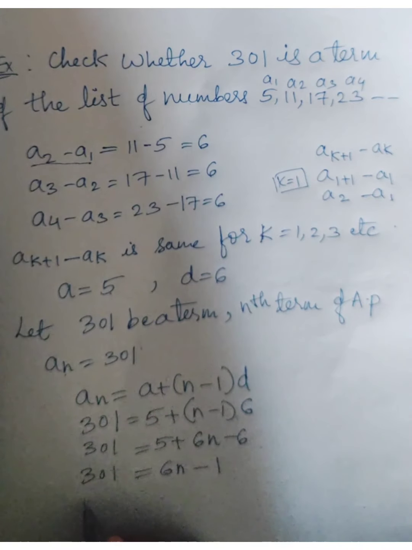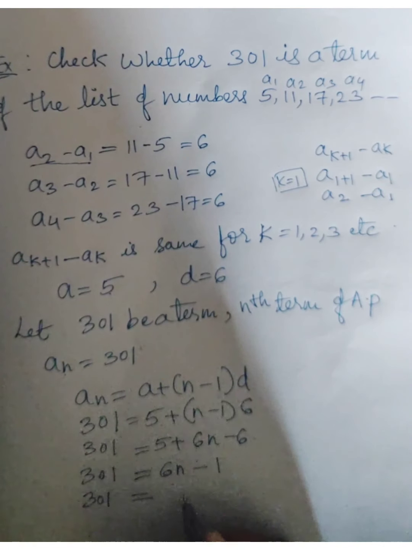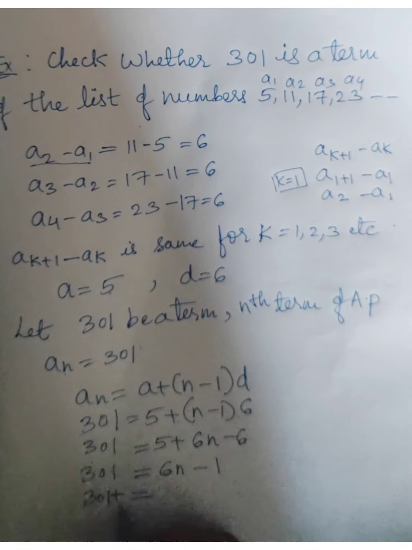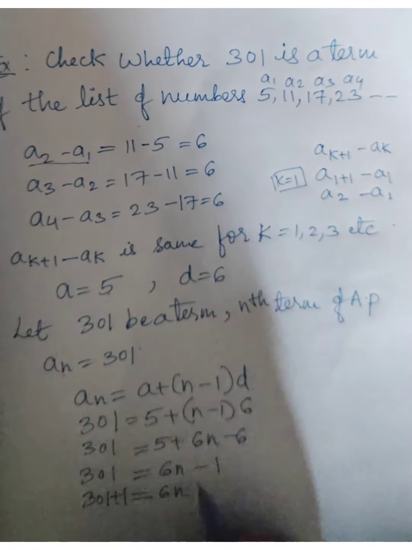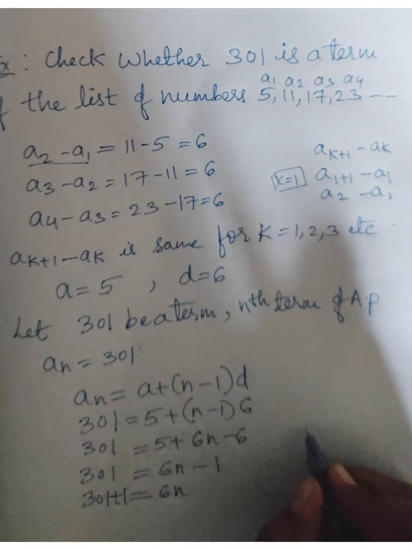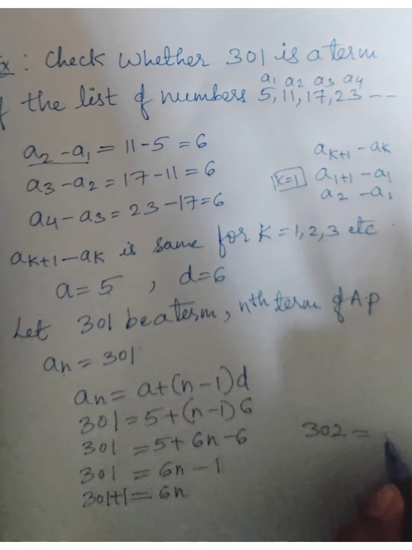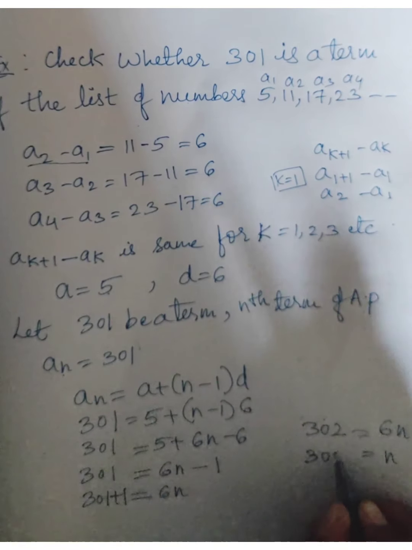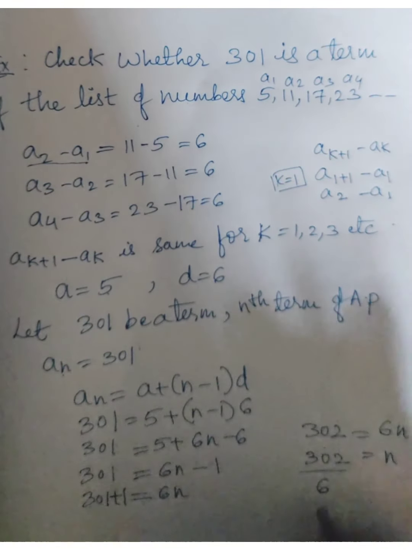Then further you are going to solve it. I am going to shift this 1 here. So 301 plus 1 you are going to get as 6n. This minus 1, when you shift it here, becomes plus 1, and it is 6n. Then 301 plus 1 will be 302. So 302 is equal to 6n. Keeping n as it is, 6 will go to the denominator. So n is 302 by 6. Now you need to simplify this.